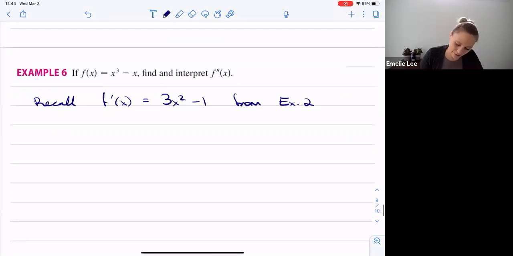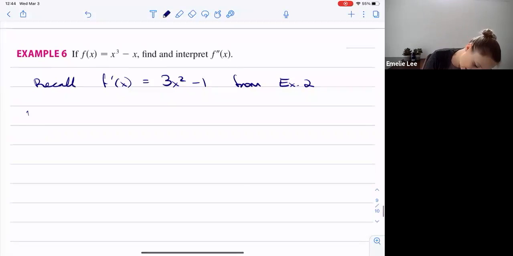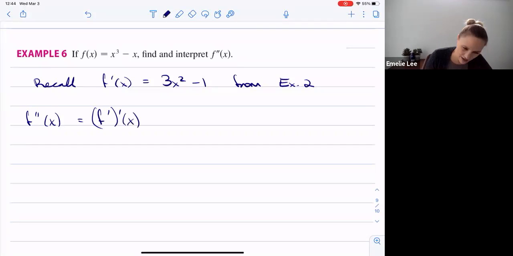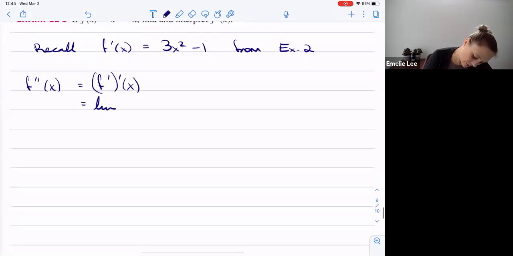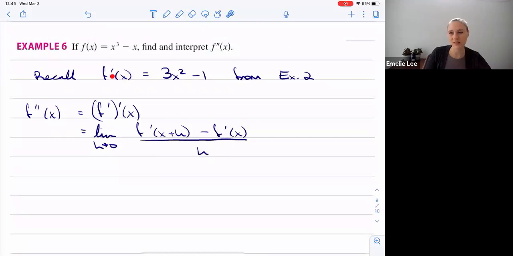If I take the derivative of this now, I can use the limit definition of the derivative again. So f double prime of x is just the derivative of the first derivative. We only have the limit definition so far: the limit as h goes to 0 of f prime of x plus h minus f prime of x over h. That's just replacing f of x with f prime. Nothing crazy going on here.